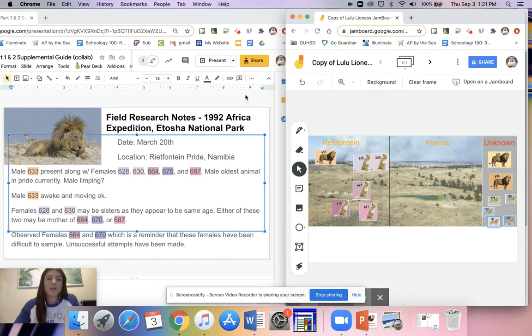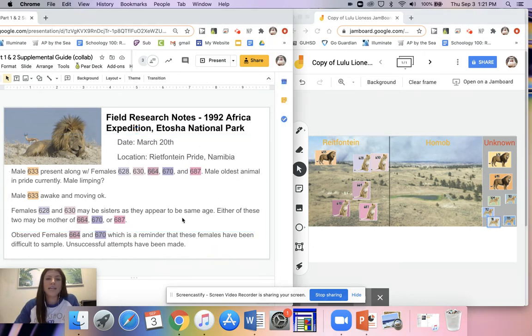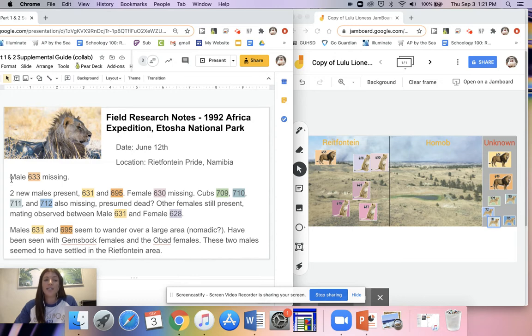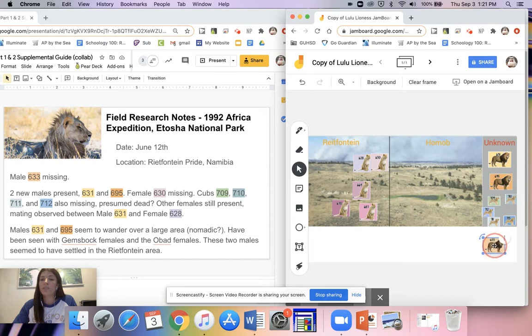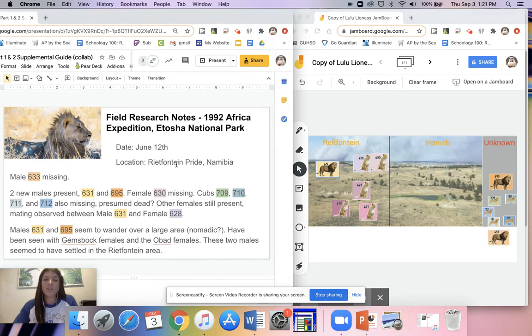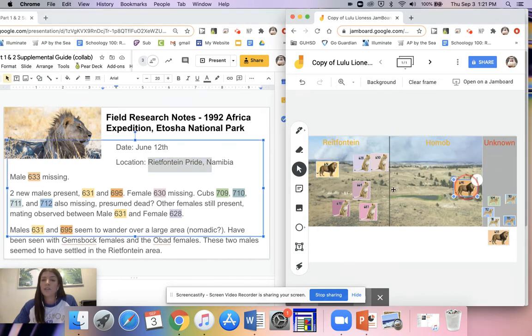All right, now we're going to move on to the next slide. So in the next slide, male 633 is missing. So that means we're going to move his picture into our unknown section. We don't know where he is right now. Then 2 new male, 631, 695, they show up. Again, keep track of the location into this new location. Female 630, she's now missing. Along with the cubs. So we're going to keep them in that unknown section. They're still missing. So the other females are present. They're still in this location.